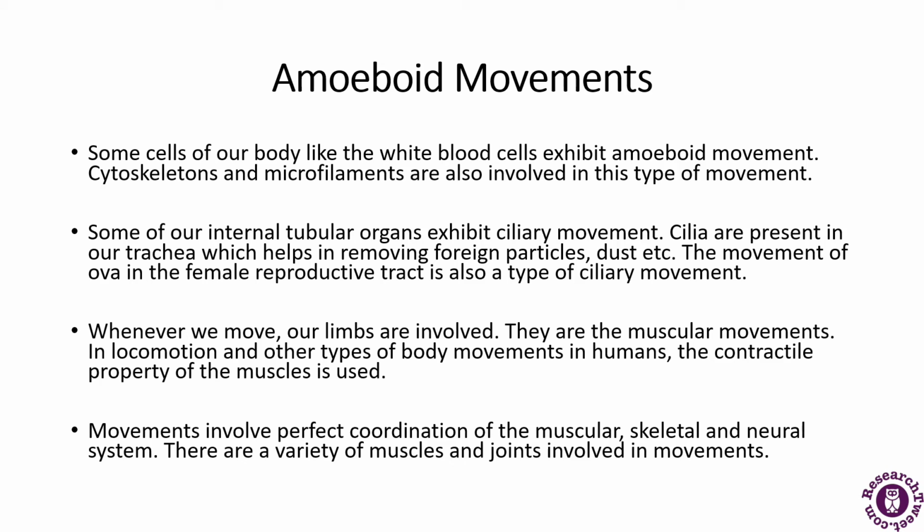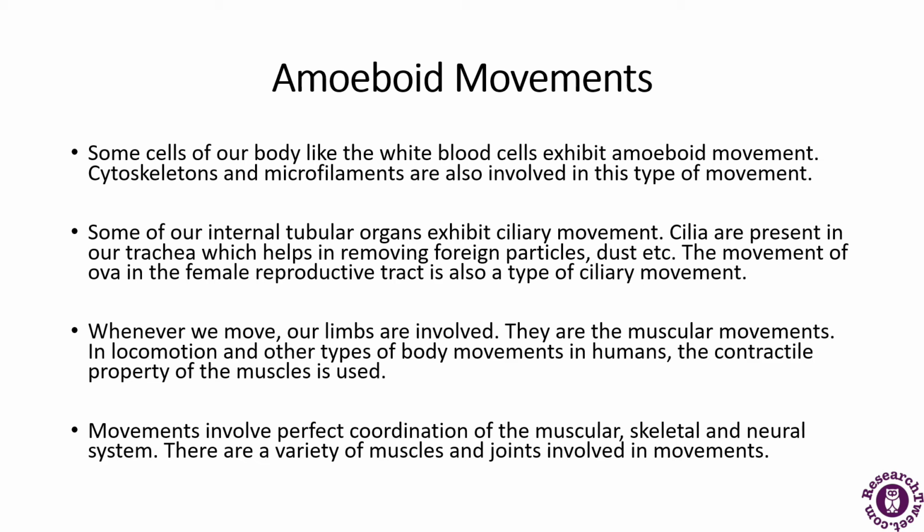Next is amoeboid movement. Some cells of our body, like the white blood cells, exhibit amoeboid movement. Cytoskeleton and microfilaments are also involved in this type of movement. Some internal tubular organs exhibit ciliary movements. Cilia are present in our trachea, which helps in removing foreign particles, dust, etc. The movement of ova in the female reproductive tract is also a type of ciliary movement.